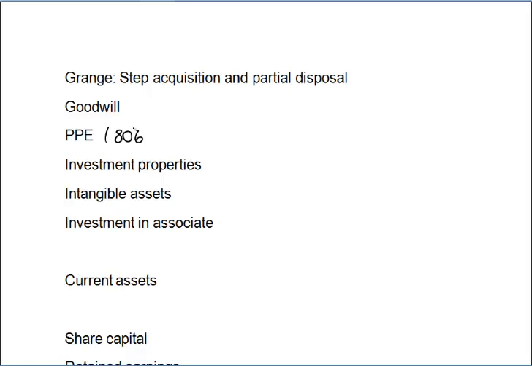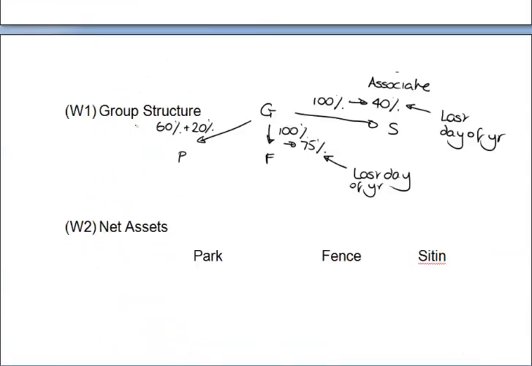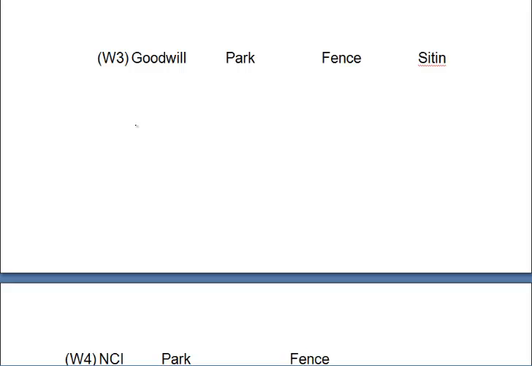Next, we've got the investment in Park. So what are we going to do with that investment in Park? Well, all I'm going to do at this particular stage is go to my goodwill calculation, investment in subsidiaries, per the SFP. We've got cost figures of 340 for Park and 134 for Fence.